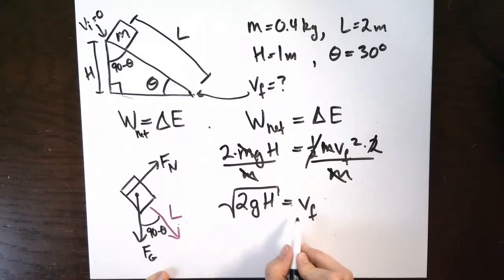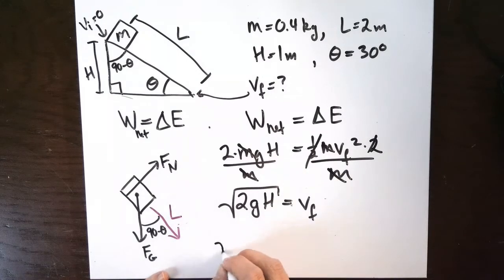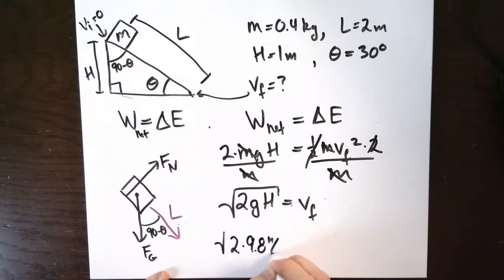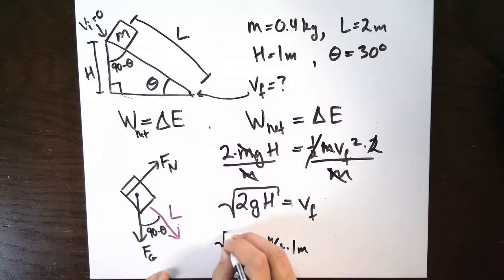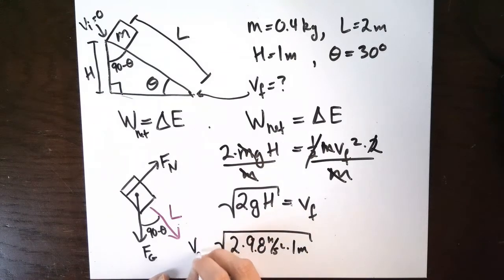And there we've got a nice expression for the final velocity. Let's go ahead and plug in the numbers. Turns out we didn't even need to know the mass. And the height, that's 1 meter. I'll put my final speed over here.